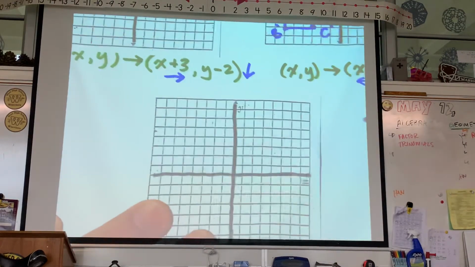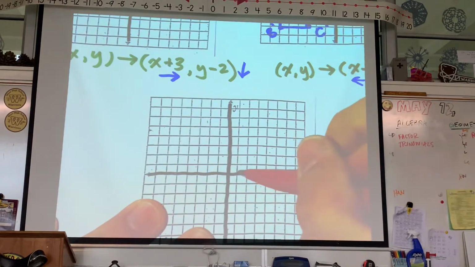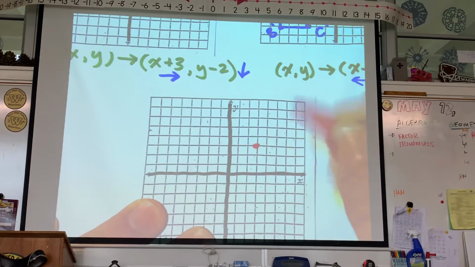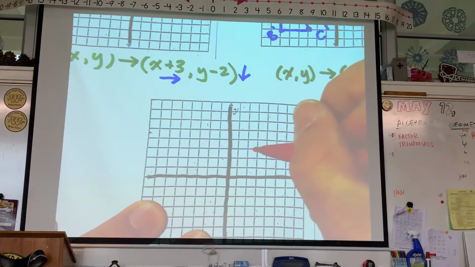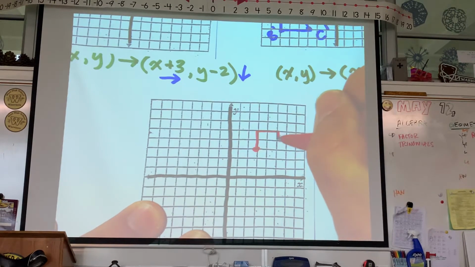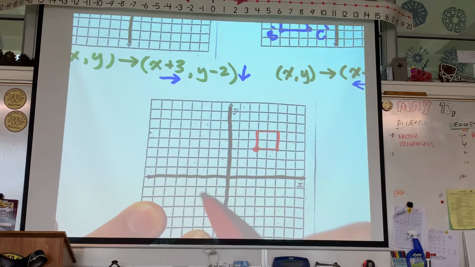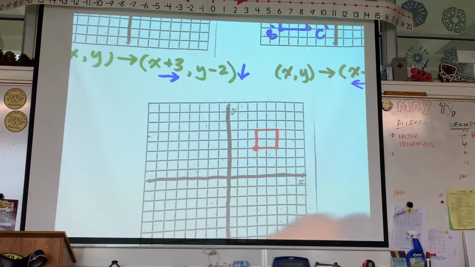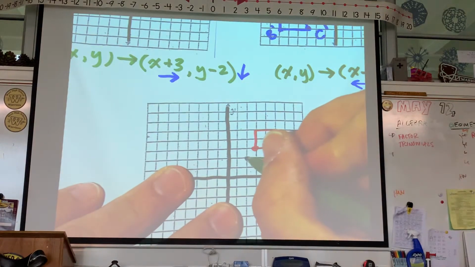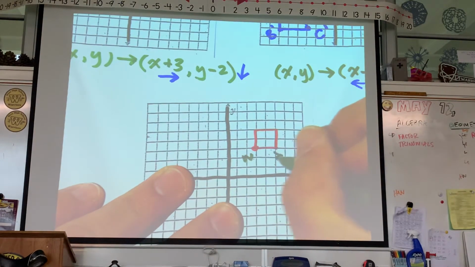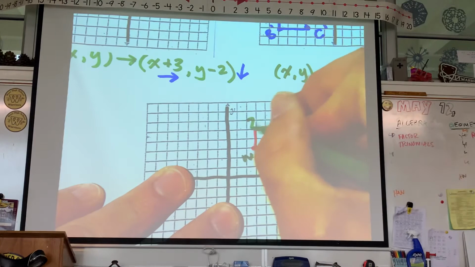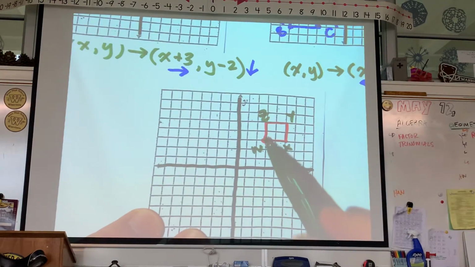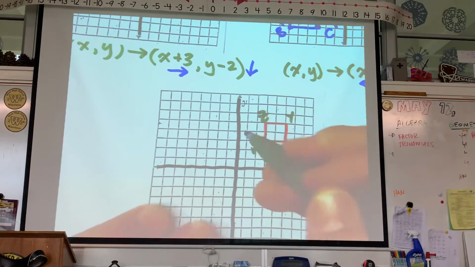Alrighty? So let's go to like 1, 2, 3, up 1, 2, 3. Let's make a point there. And then let's go ahead and make a box right here. All right? So I started at 3, 3. I'll make that W, X, Y, and Z. And let's say that this thing went from this box here, and it ended up over here.